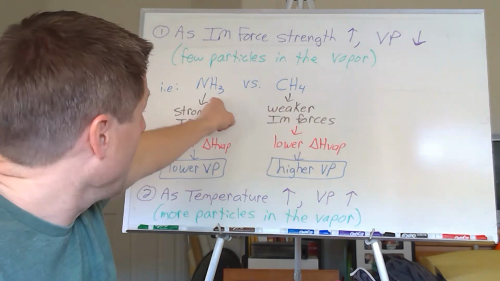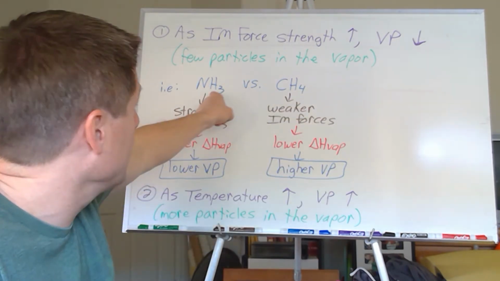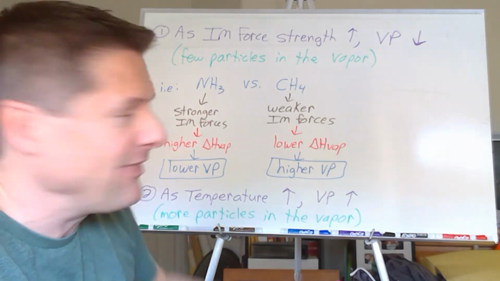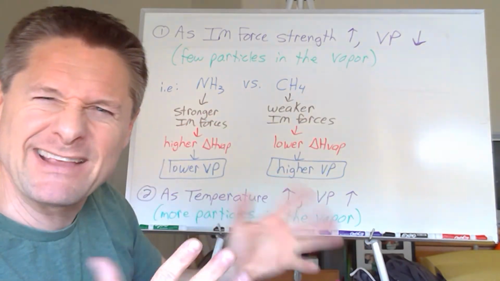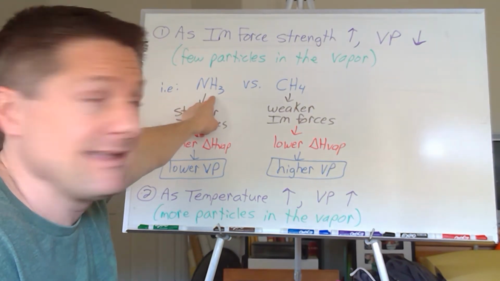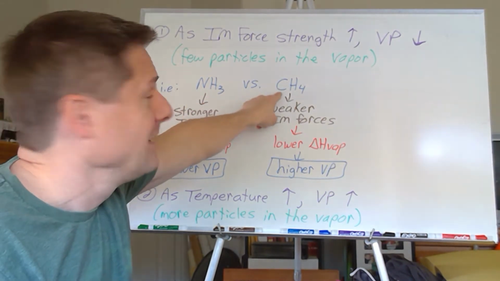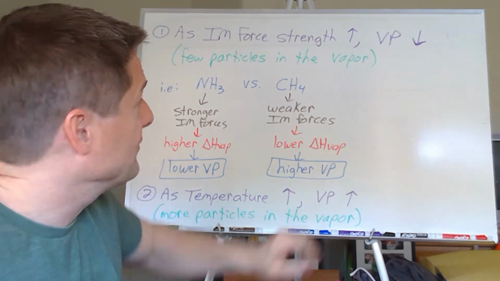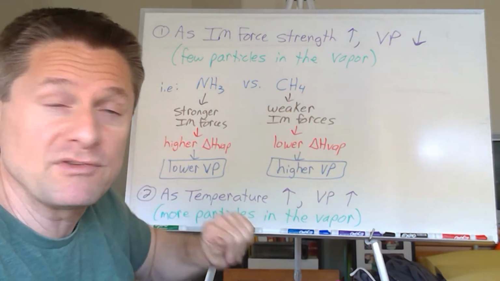Let's take an example. Ammonia versus methane. So if you look at ammonia, it's got hydrogen bonding. They're roughly the same mass, give or take, so London dispersion forces are pretty similar. But this has hydrogen bonding. It's a polar species with hydrogen bonding. Methane's a nonpolar species, so very much weaker intermolecular forces for methane.